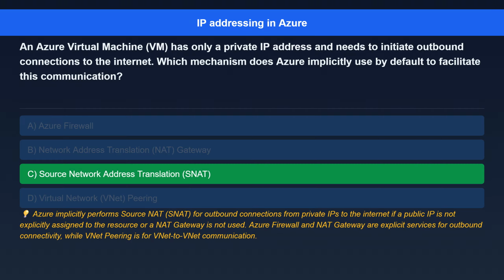The correct answer is Source Network Address Translation, SNAT. Here's the explanation. Azure implicitly performs Source NAT, SNAT, for outbound connections from private IPs to the Internet if a public IP is not explicitly assigned to the resource, or a NAT gateway is not used. Azure Firewall and NAT Gateway are explicit services for outbound connectivity, while VNet Peering is for VNet to VNet communication.